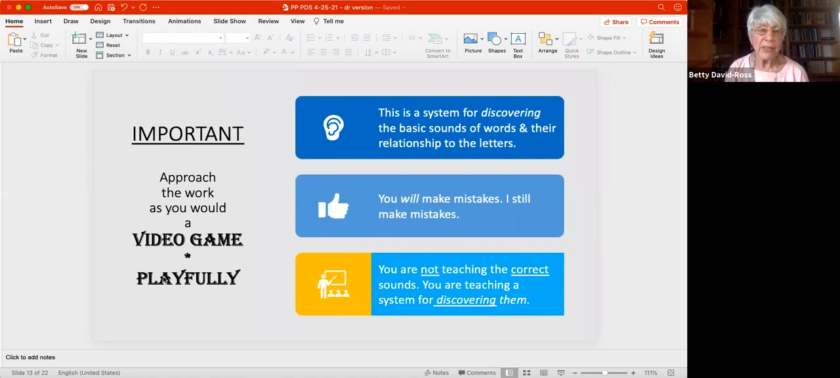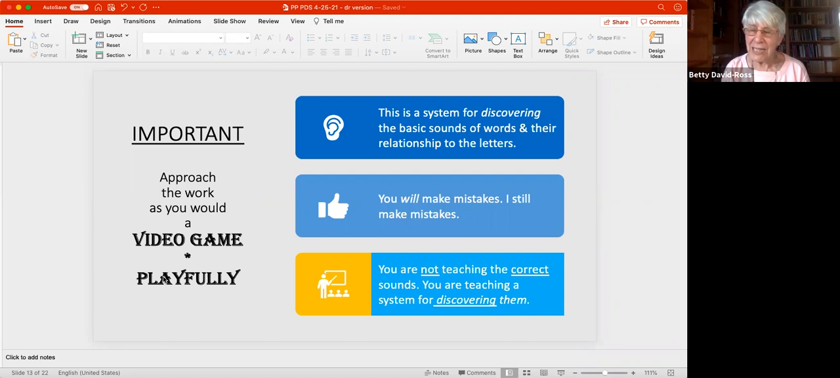Okay. So here's an important piece of information to take into account. Approach the work as you would a video game, playfully. Not like you have to get it right, but you have to kind of experiment and see how it works out. And you're going to fail. You anticipate failure, and you anticipate that with the failure, you'll learn to improve. So this is a system for discovering the basic sound units of words and their relationship to the letters. You will make mistakes. I still make mistakes.